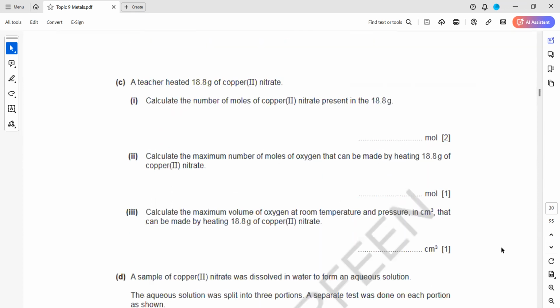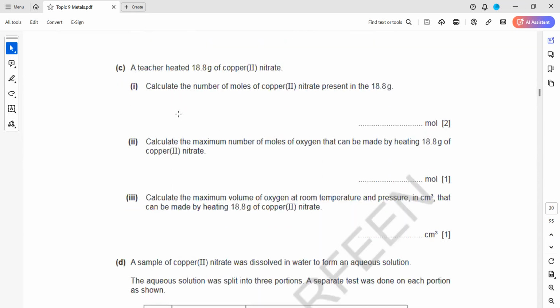The part C is related to the moles. A teacher heated 18.18 grams. You can annotate on the screen to answer this. Calculate the number of moles of copper 2 nitrate. We just work out the molar mass, if you remember. Copper was 64, nitrogen is 14 multiplied by 2, and oxygen was 16 multiplied by 6. So it was, I guess, 188.